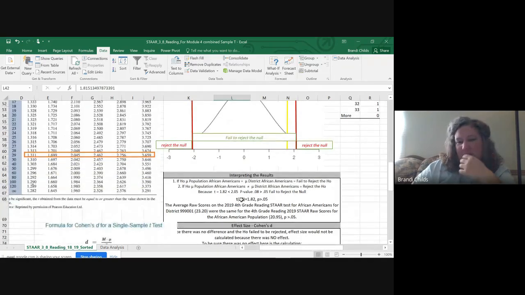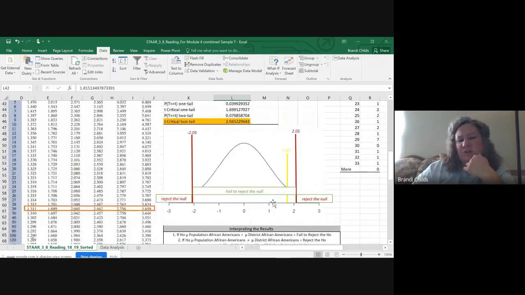That tells me that we're going to fail to reject the null, which I just said a few minutes ago. We're going to fail to reject the null because it is inside this variance right here, this difference. Since it's in between these two lines, that tells me I'm in the middle and it has failed to reject the null.